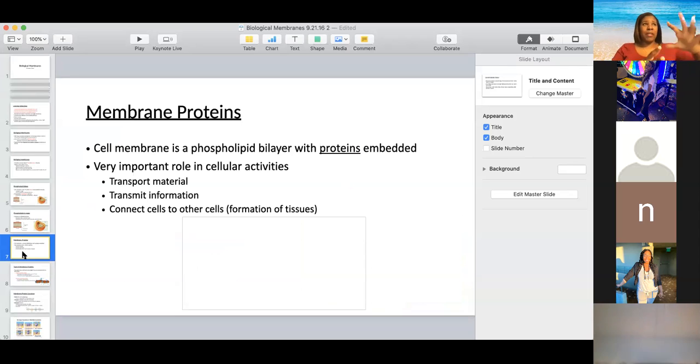We understand that this phospholipid molecule is very unique. It's an amphipathic molecule. It's got the hydrophilic head and a hydrophobic tail. Those phospholipids arrange themselves in two sheets or two layers of phospholipids to create that bilayer structure. So then we have proteins embedded in that membrane. These proteins are very important. They have various jobs that are vital to the cell. For example, transporting materials across the cell, transmitting information, connecting cells to other cells.